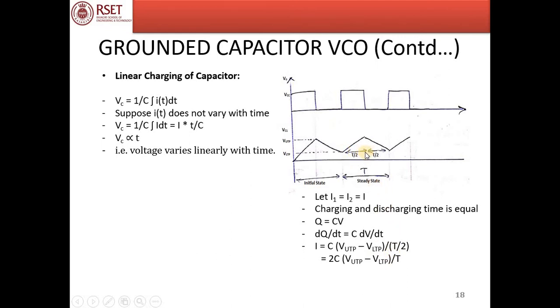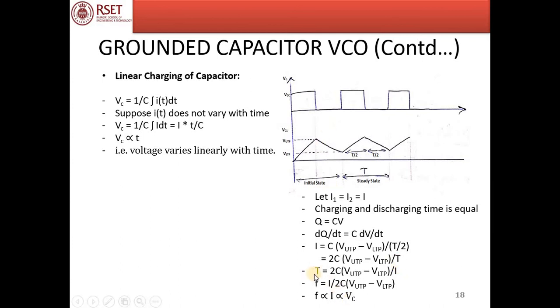How much time does it take? It takes only T by 2, half the period, divided by T by 2. That is I is equal to 2C into (VUTP minus VLTP) by T. Or the time period T is equal to 2C into (VUTP minus VLTP) by I. That is, what is the frequency? Frequency is I by 2C (VUTP minus VLTP).